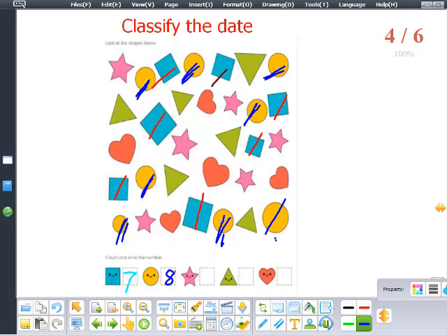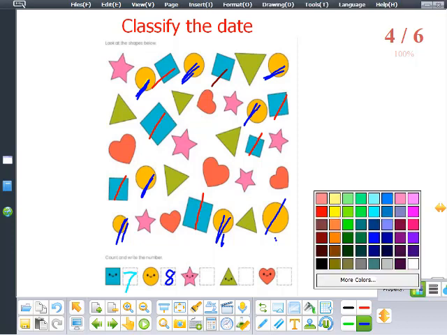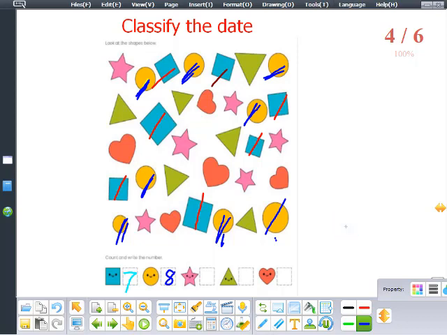Wow. Here we have 8 circles. Let's count the stars. The stars, they are pink. 1, 2, 3, 4, 5, 6. Can you see anyone else? No. Excellent. They are 6 stars. Well done. 6 stars. What about that triangle?